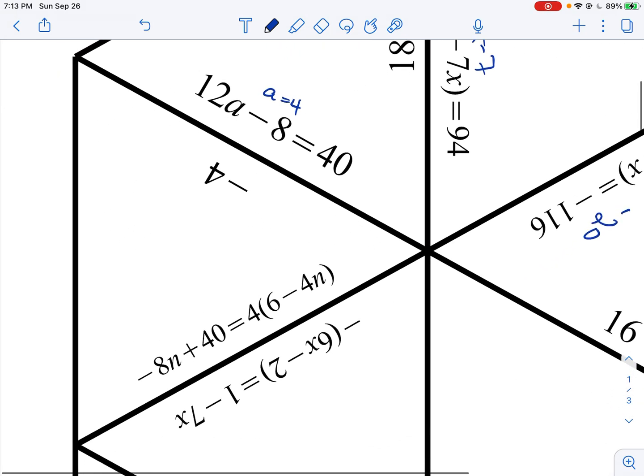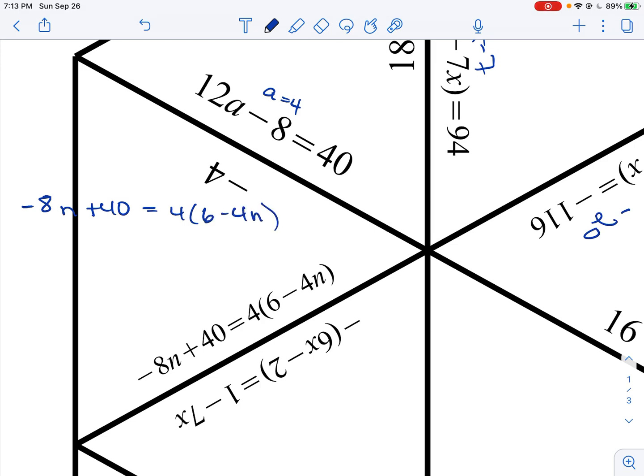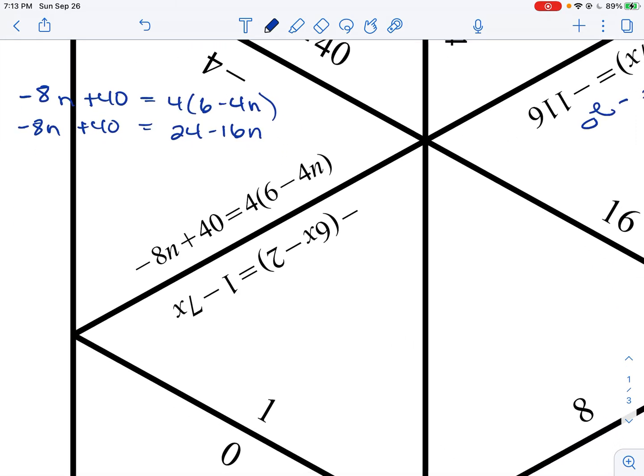So then I can come and do this one right here, and I'm just going to write it right next to it. So negative 8n plus 40 equals 4 parenthesis 6 minus 4n, and solve it. I can't do anything on the left hand side, so I leave it alone. I get 24 minus 16n. I want to have the variables on the same side of the equal sign, so I'm going to move the smaller of the two. And that would get me 8n plus 40 equals 24.